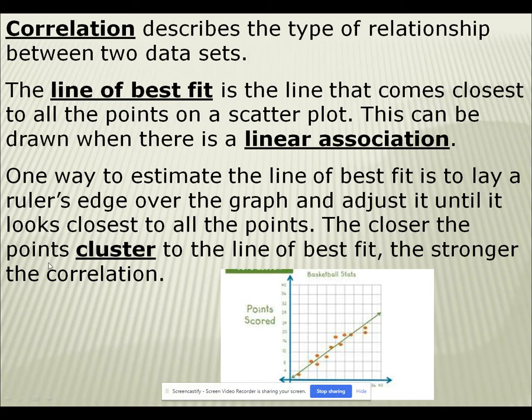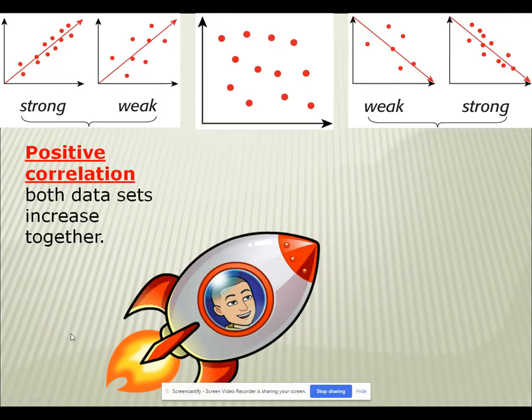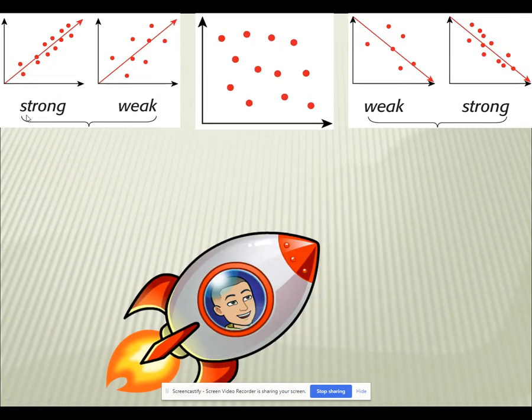The closer the points cluster to the line of best fit, the stronger the relationship, the correlation, all that we're going to talk about in a minute. So the closer the dots are to the line, the stronger the relationship you have between the two things. All right, so let's take a look. Here are the 5 main types of graphs you're going to see.